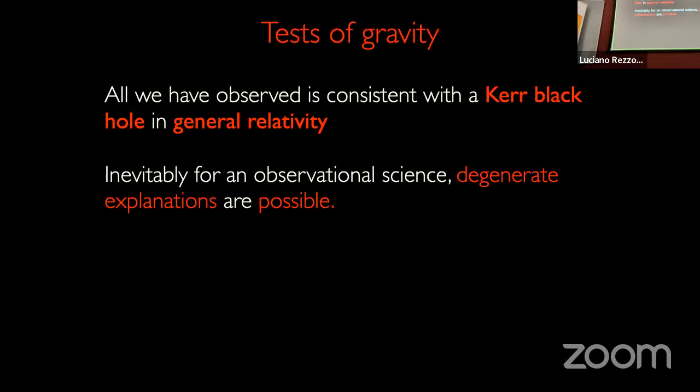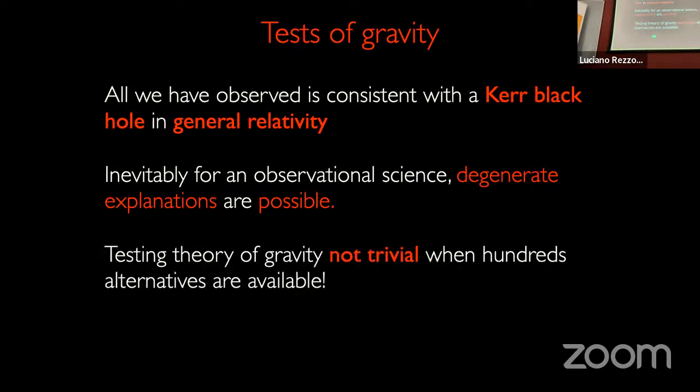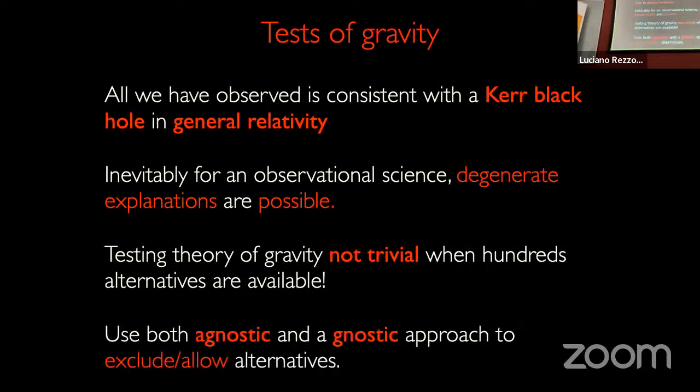As I explained, there are degeneracies, and in any observational science like astrophysics, you have to deal with the general explanation. And the best you can do is start ruling out those theories that are not compatible with the data. We can't build a black hole in a lab and make sure that it is exactly as the theory predicts. We can only observe it. So you can test theories of gravity, but this is not easy. There are hundreds of different theories, hundreds of different objects you can test. And so you can have either an agnostic approach or a non-agnostic approach.